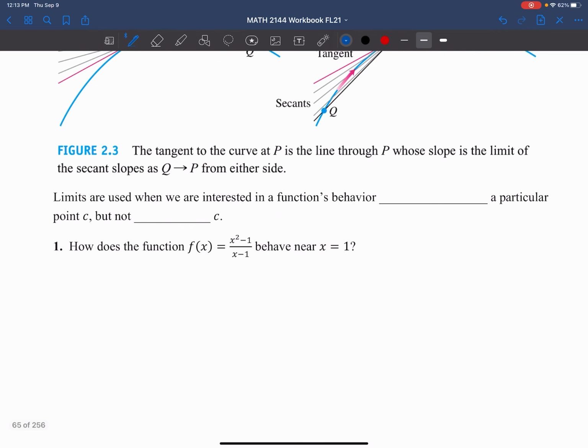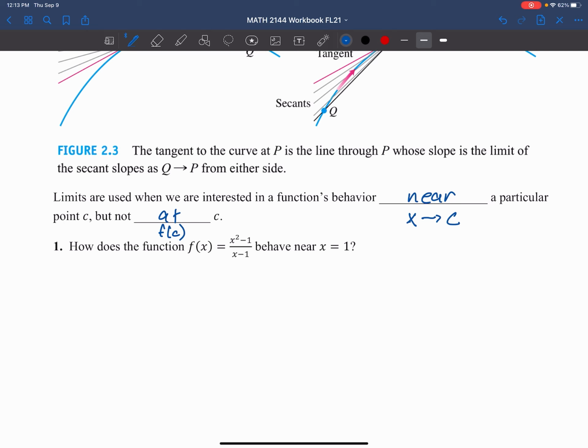So limits are used when we're interested in a function's behavior near a particular point c, but not actually at c. Up to this point, our main focus has been on computing things like f of c. What is f of c? Well, you look at the graph, you follow, okay, given x, there's my y, or you plug it into an equation. So that is more of a focus at f of c, where really, when we're talking about near, we're going to talk about what happens when x approaches c. So there are very different notations associated with it.